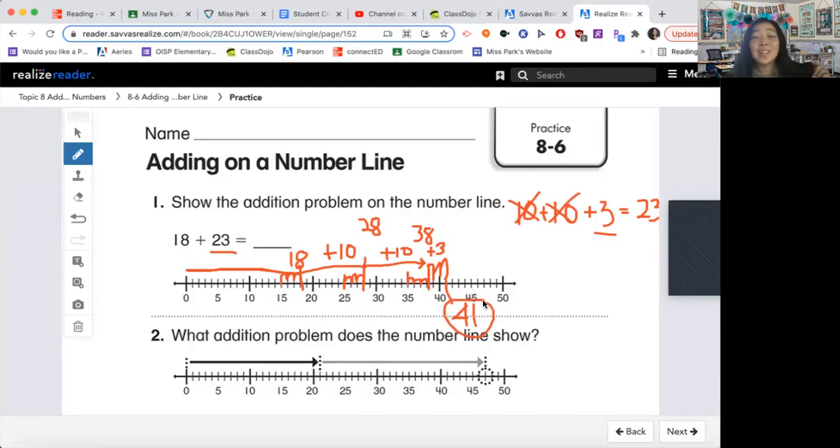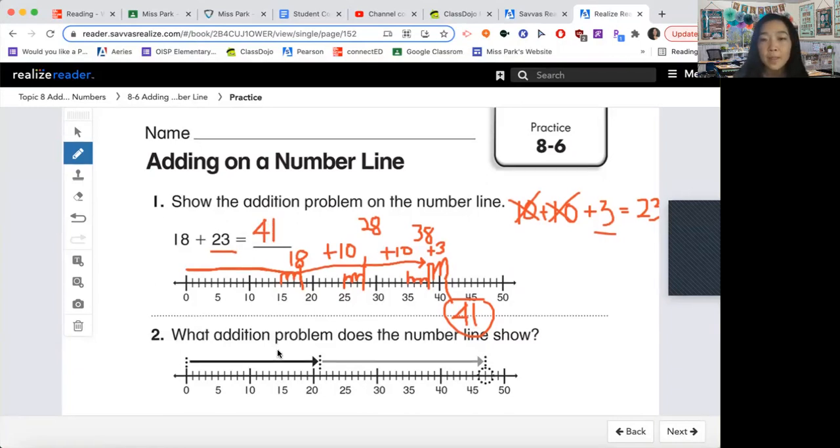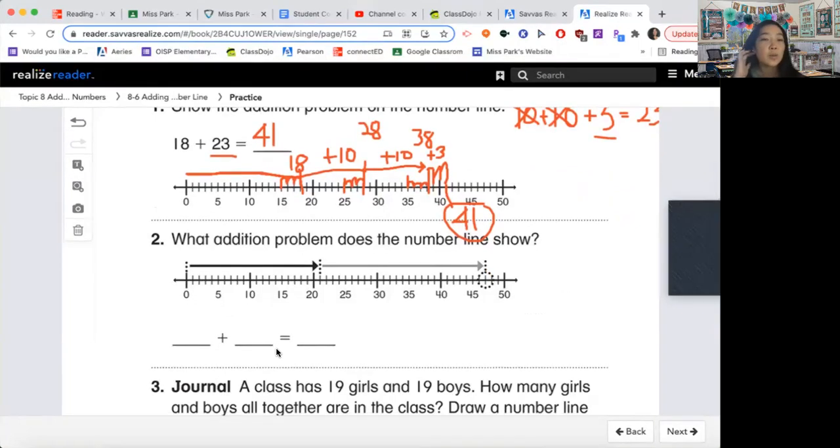Now, I know that seemed like it was a lot longer than just counting, but the better you guys get at it, the faster it's going to be. So that's going to be another simple hack for you guys. So 18 plus 23 is going to give you 41. Okay, let's move on to question number 2.